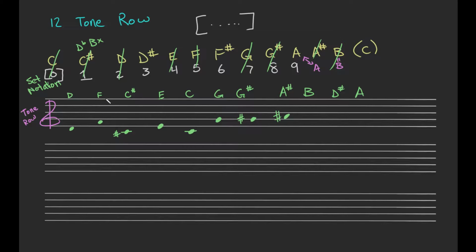We should have enough, right? 1, 2, 3, 4, 5, 6, 7, 8, 9, 10, 11. We're missing, we crossed this off. We're missing the F sharp, okay. There we go. And then all these are used. Okay, so we got all that.